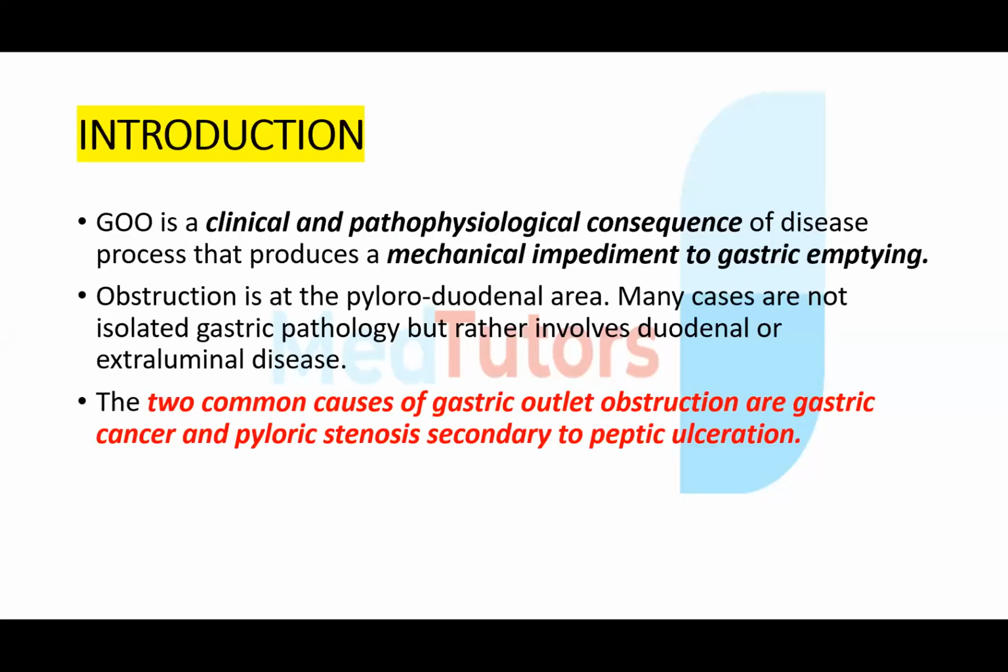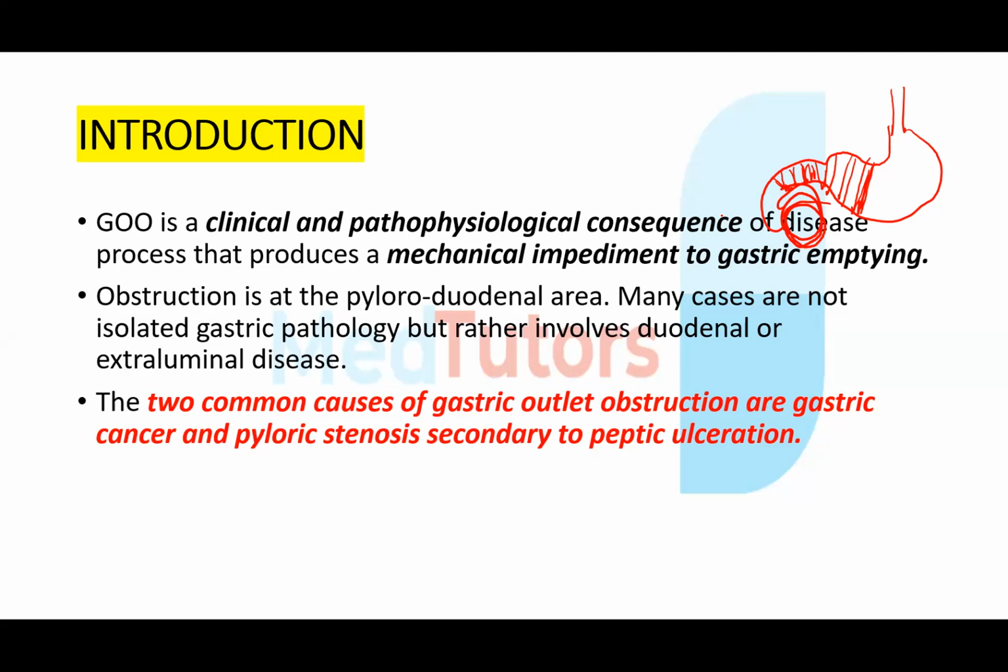GOO is a clinical and pathophysiological consequence of a disease process that produces a mechanical impediment to gastric emptying. Obstruction is at the pyloroduodenal area. Many cases are not isolated gastric pathology, but rather involve duodenal or extraluminal disease. So this obstruction could result from the distal part of the stomach, commonly the antral region, or it could be from the proximal duodenum, or it could be from an extraluminal compression, especially of the first and second parts of the duodenum.